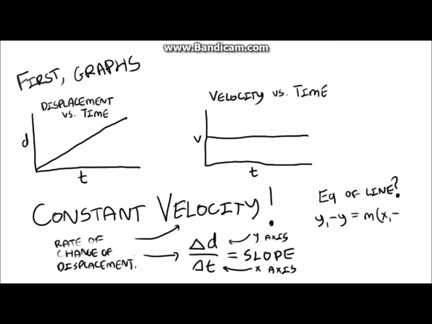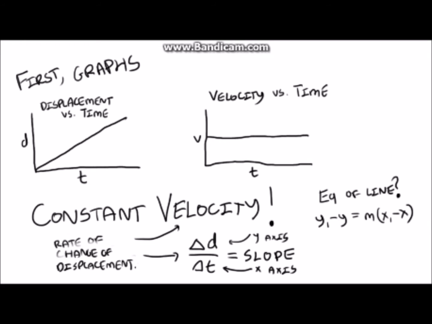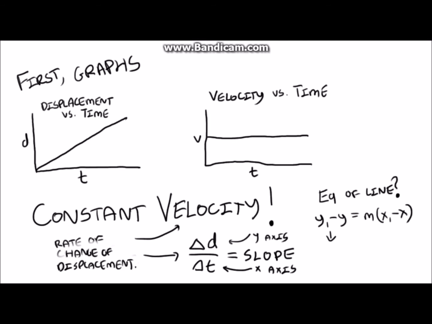And as you know, the equation of a line in point-slope form is y1 minus y equals m times x1 minus x. Another way to say that is change in y equals m change in x. But on this graph, the y is d and the x is t, so it would be change in d equals m change in t. Why does this work? Because m is really change in d over change in t, and as you see, the two t's cancel, and you get change in d equals change in d.